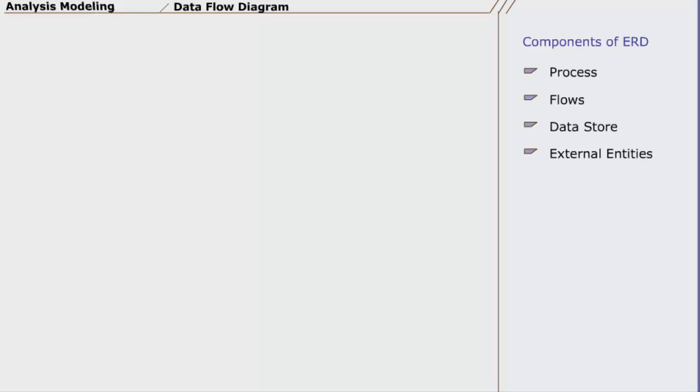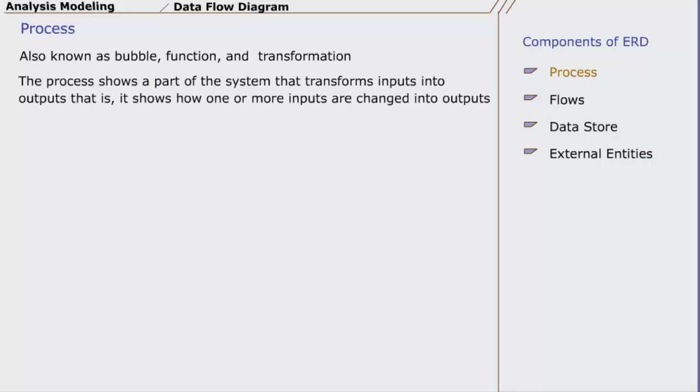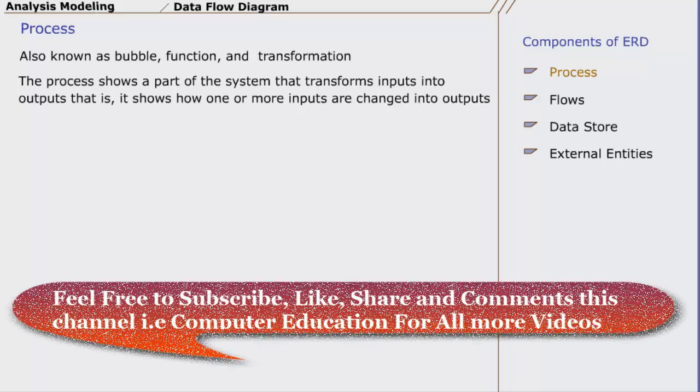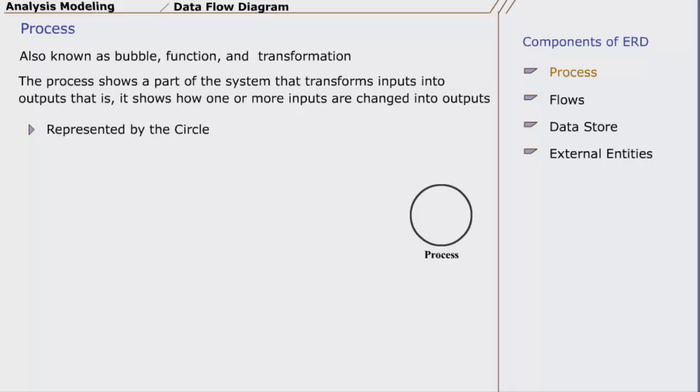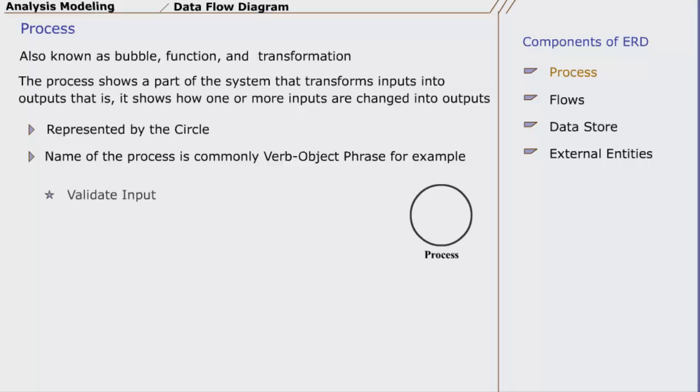The first component of the DFD is known as a process. The process can also be referred to as a bubble, a function, or a transformation. The process shows a part of the system that transforms inputs into outputs, that is, it shows how one or more inputs are changed into outputs. The process is represented graphically as a circle, as shown in the figure on your screen. The process is given a descriptive name, which describes what the process does. A process name generally consists of a verb-object phrase, such as validate input or compute tax rate.